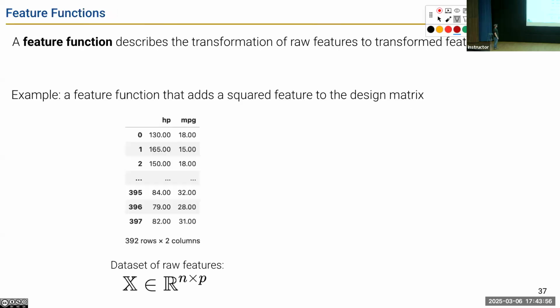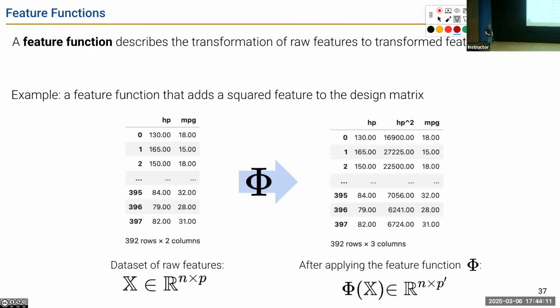All right, so some notation. There's something called a feature function. What is a feature function? A feature function is a function that takes a design matrix as its input and then spits out a new design matrix that has some transformation of the features, some engineered features. So for example, what does this feature function do? This feature function, denoted by the Greek letter phi, for feature, easy, right? It adds another column to our data set where it squares all of the values of horsepower. It could have taken away the original horsepower column.